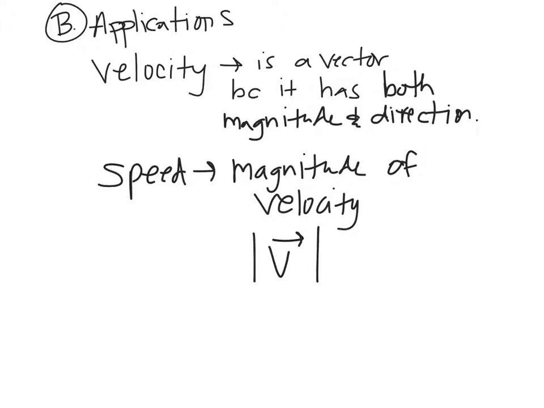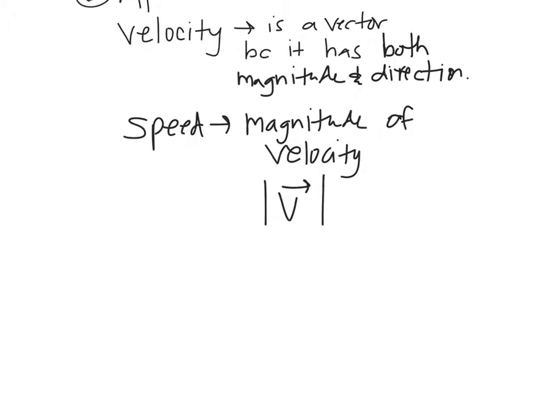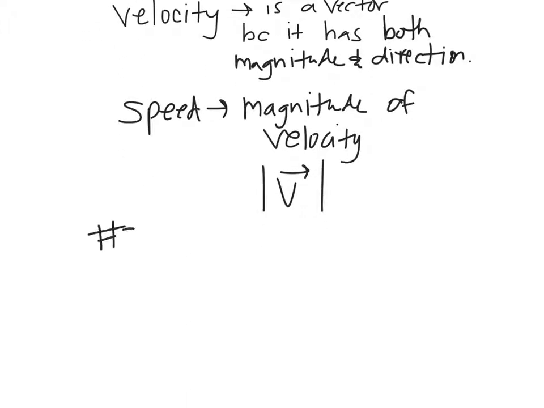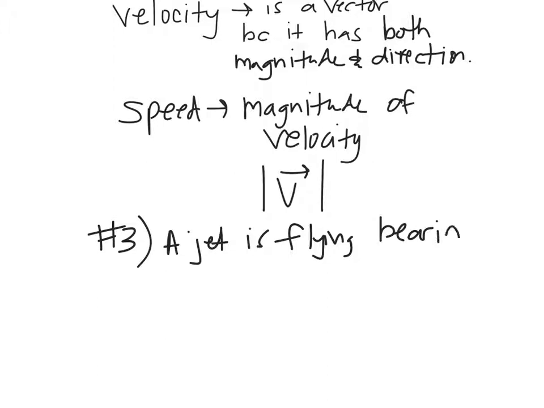All right, so let's start with an easy one. We'll just break it in here. Number three, I think. All right, it says here that a DC 10 jet, I don't know why it has to be a DC 10 jet, but let's say a jet is flying at a bearing, and I'm going to talk about that in just a minute, of 65 degrees at 500 miles per hour. Pretty fast. Find the component form of the velocity of the airplane.